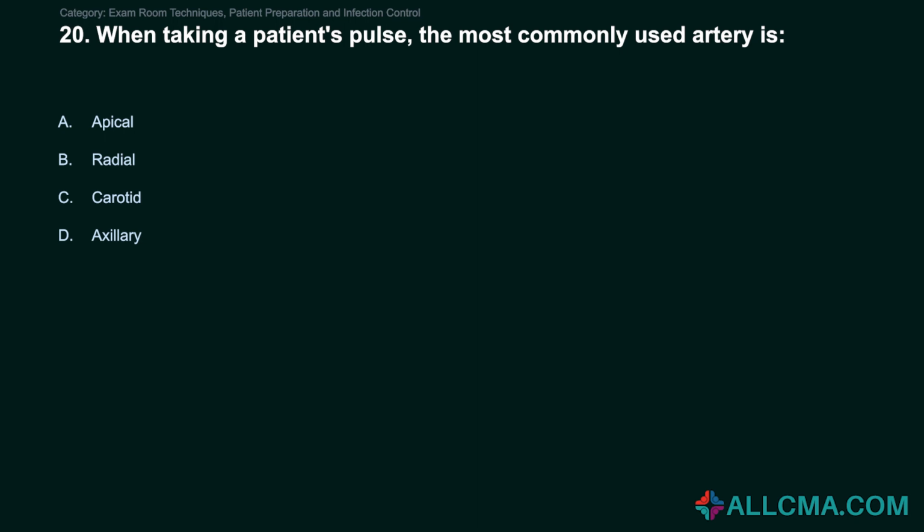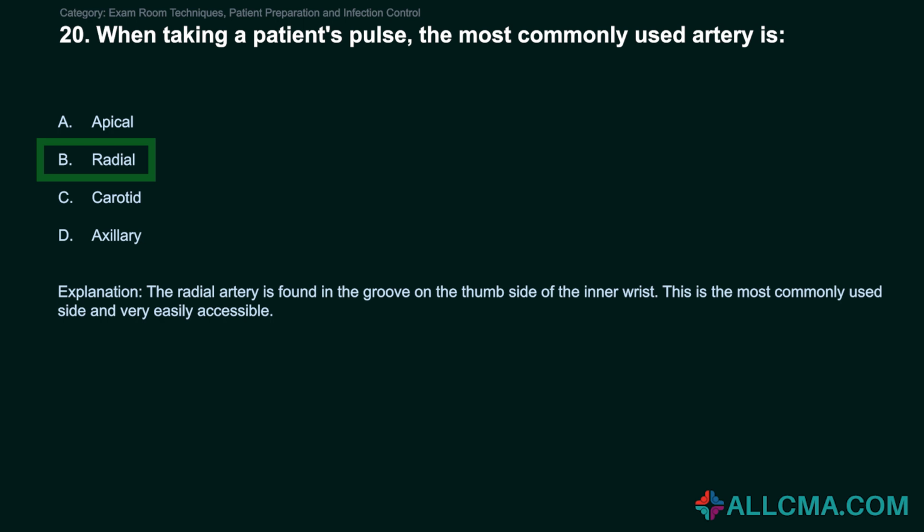20. When taking a patient's pulse, the most commonly used artery is A. Apical. B. Radial. C. Carotid. D. Axillary. Correct answer: B. Radial. The radial artery is found in the groove on the thumb side of the inner wrist. This is the most commonly used side and very easily accessible.